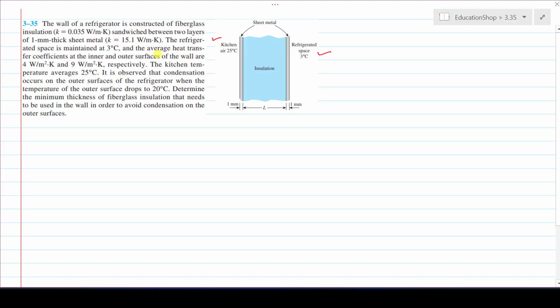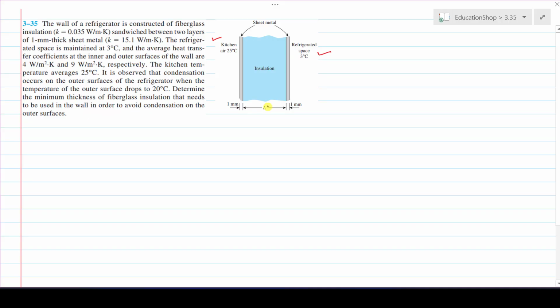And the average heat transfer coefficients at the inner and the outer surface of the wall are 4 watt per meter square Kelvin and 9 watt per meter square Kelvin respectively. The kitchen temperature average is 25 centigrade. It is observed that condensation occurs on the outer surface of the refrigerator when the temperature of the outer surface drops to 20 centigrade. Determine the minimum thickness of the fiberglass insulation that needs to be used in the wall in order to avoid condensation on the outer surface.